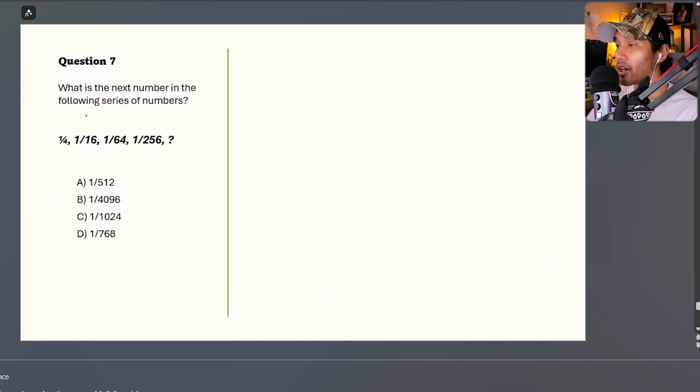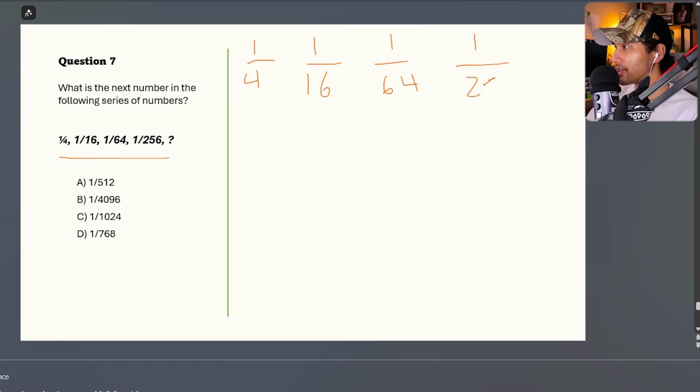Okay, this one, you got to know fractions. Okay, it's getting harder. So I would write everything down. But would I write everything down? I mean, what I could get from this, right? 1/4, I guess, okay, let's just write everything down. 1/64, 1/256, right? What I could get from this is, these look familiar, right?